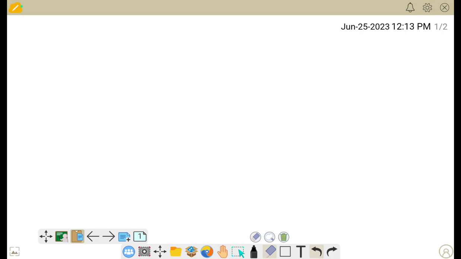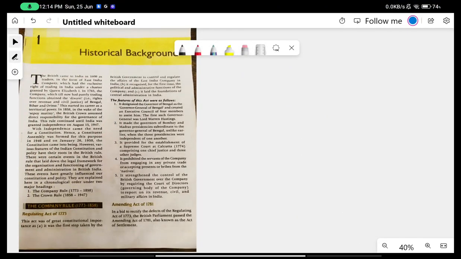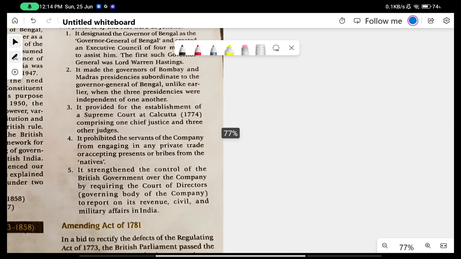Okay, then moving on. It required the Court of Directors to report on its revenue, civil and military affairs in India to the British government. The point is that it strengthened the control of the British government over the company by requiring the Court of Directors to report on its revenue, civil and military affairs in India.